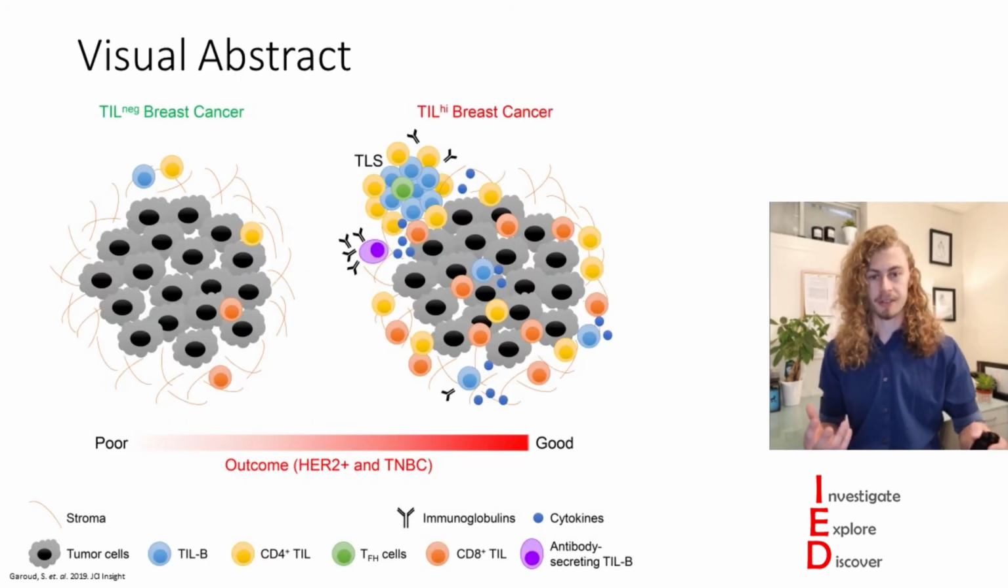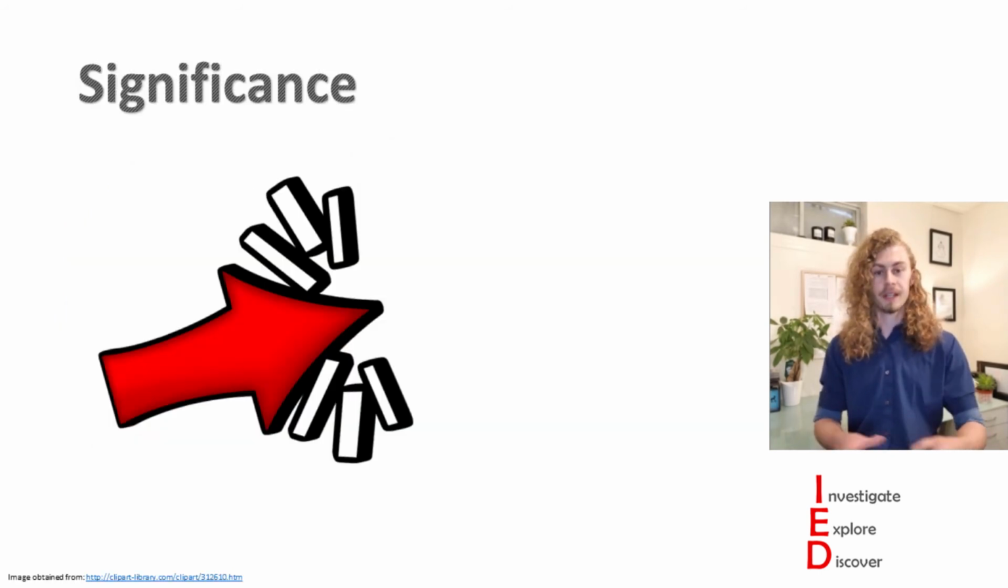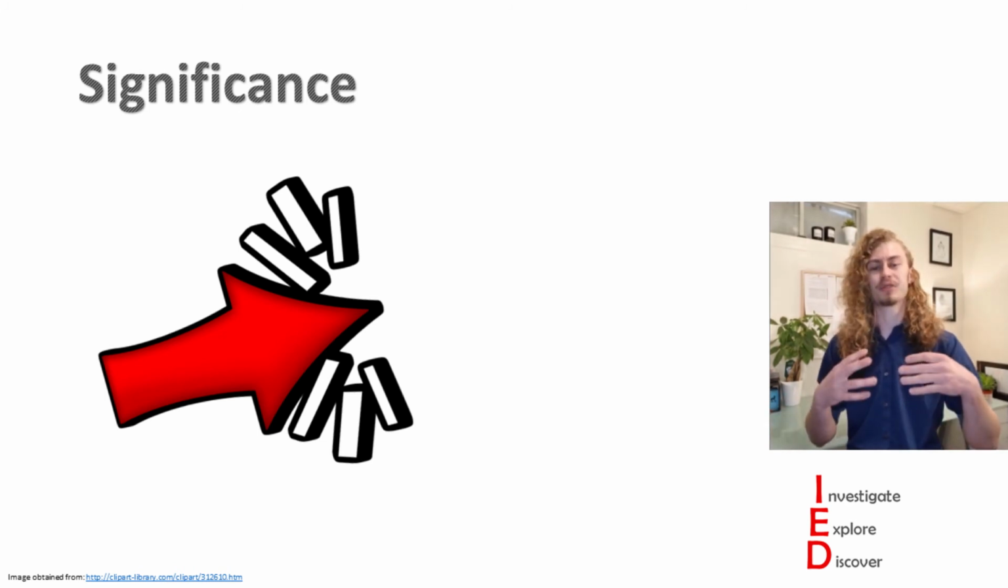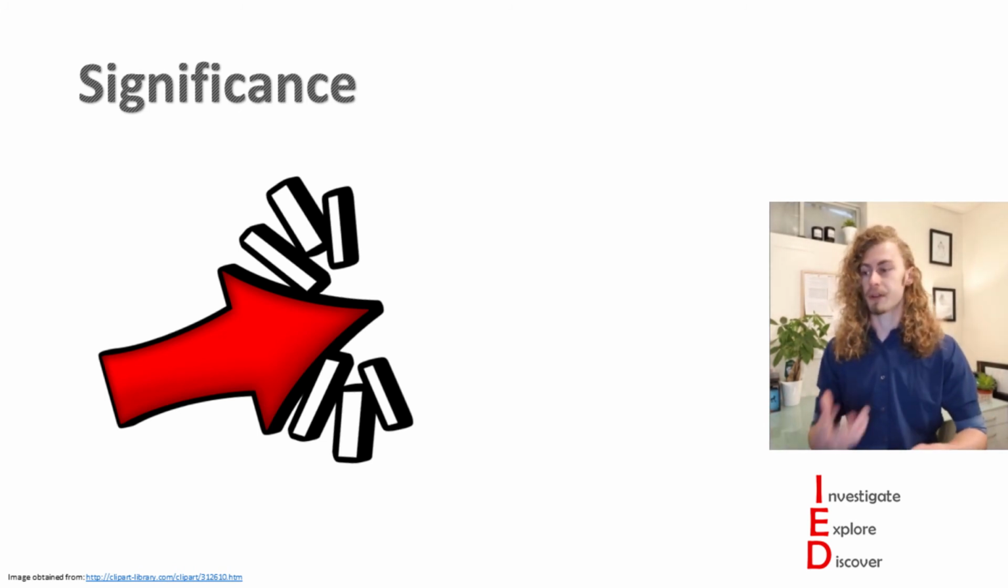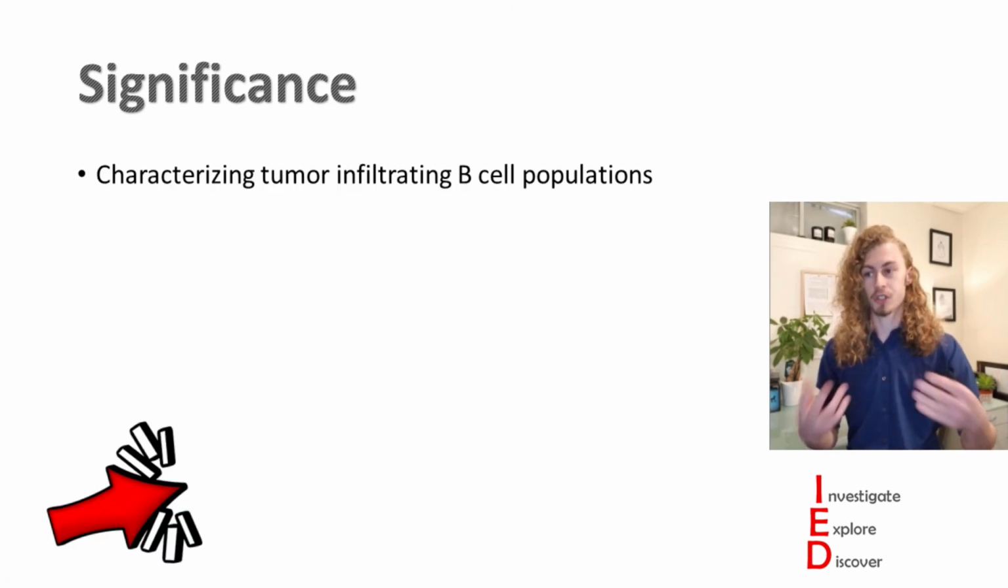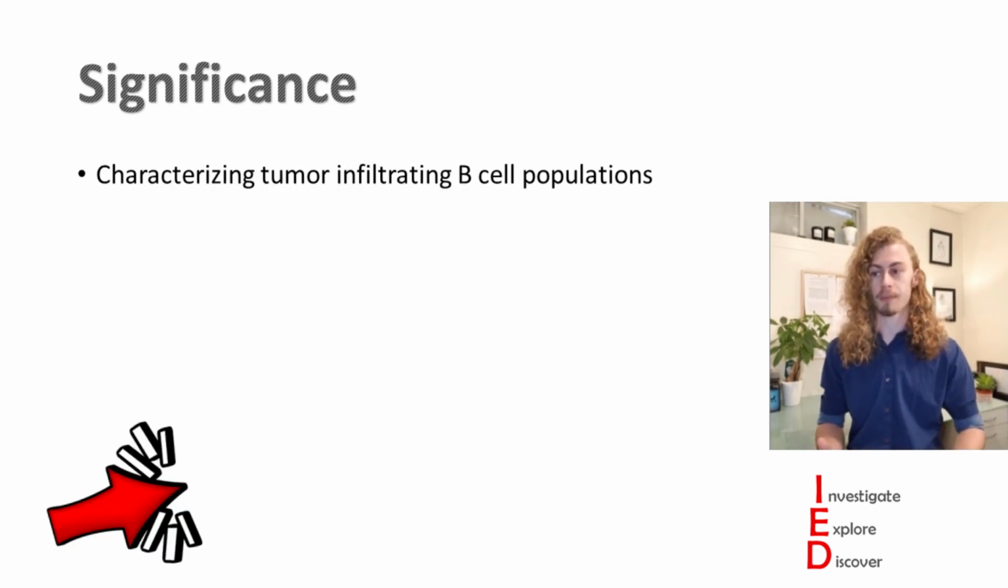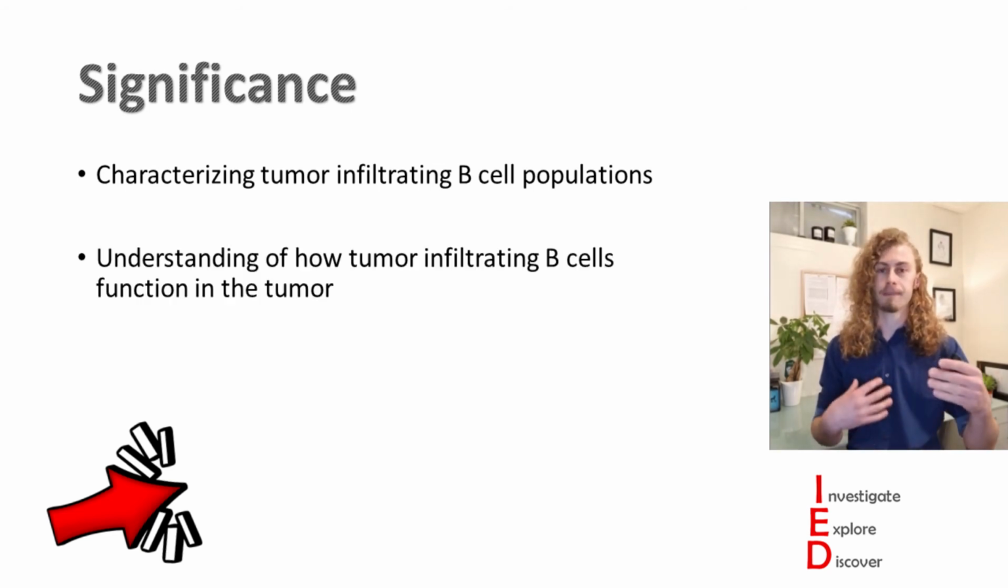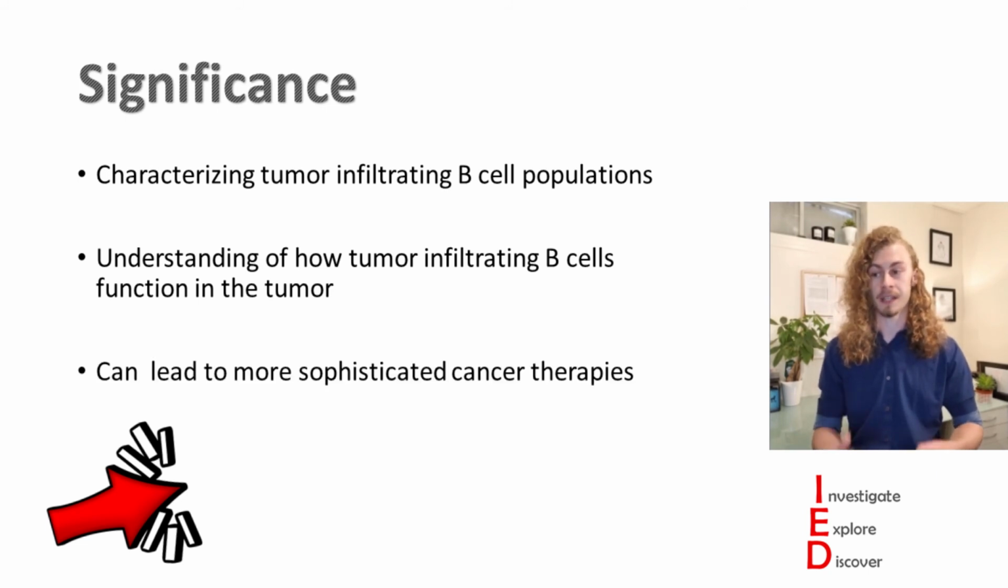So summing this all up together, the authors of this paper found that as more lymphocytes infiltrate these tumors, and in particular B cells, there is a better outcome for HER2 positive and triple negative breast cancers. This information is actually pretty interesting and contributes significantly to the breast cancer field. It contributes by characterizing tumor-infiltrating B cell populations and providing a better understanding of how these cells function in the tumor. Understanding this can then lead to more sophisticated cancer therapies for those experiencing breast cancer.